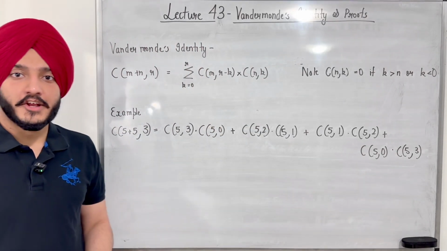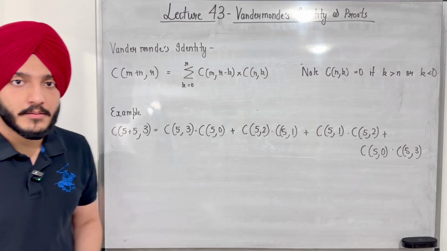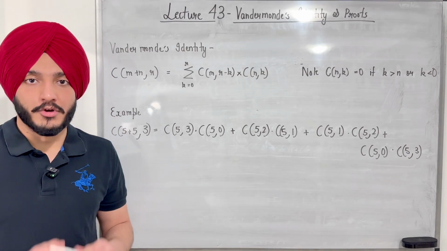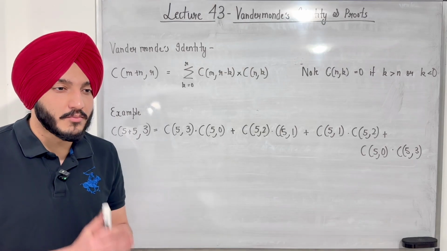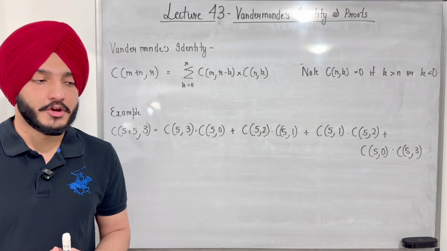Hey guys, in this lecture we're going to be covering Vandermonde's identity and some of the proofs. The idea is very simple. We're going to cover three different theorems and each one is going to be a bit harder than the previous one. Genuinely, this is a tricky lecture, I'll be very honest.